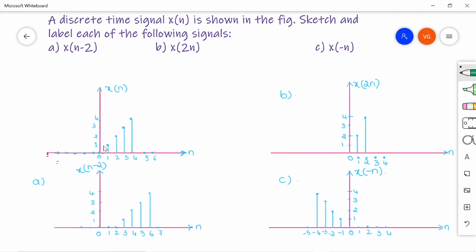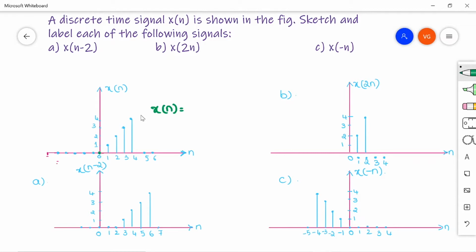First study what is the signal that they have given. Here is the x of n signal. It's a discrete time signal, so that's why the notation is n instead of t. At n you have different instants of n and you have different amplitudes of x of n marked here. So x of n has an amplitude of 0 at 0, and an amplitude of 1 at 1, 2 at 2, 3 at 3 and 4 at n is equal to 4.